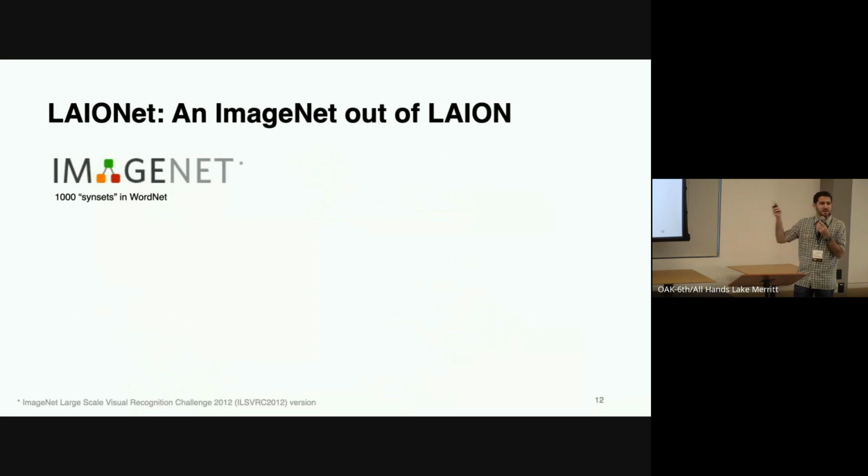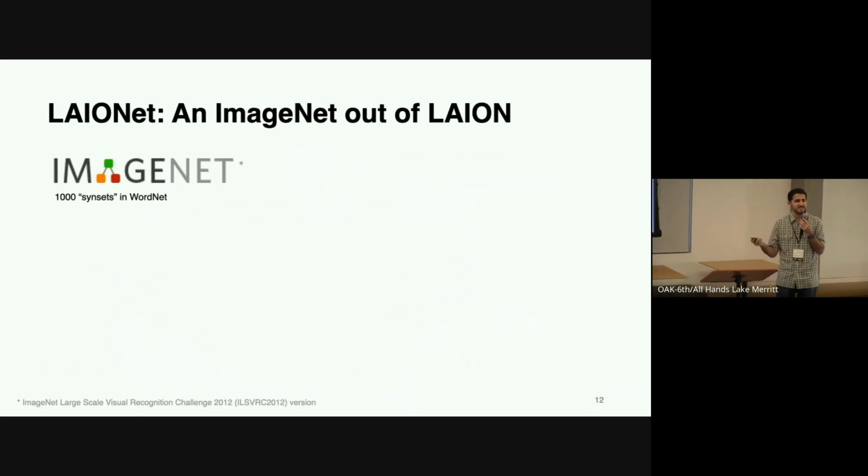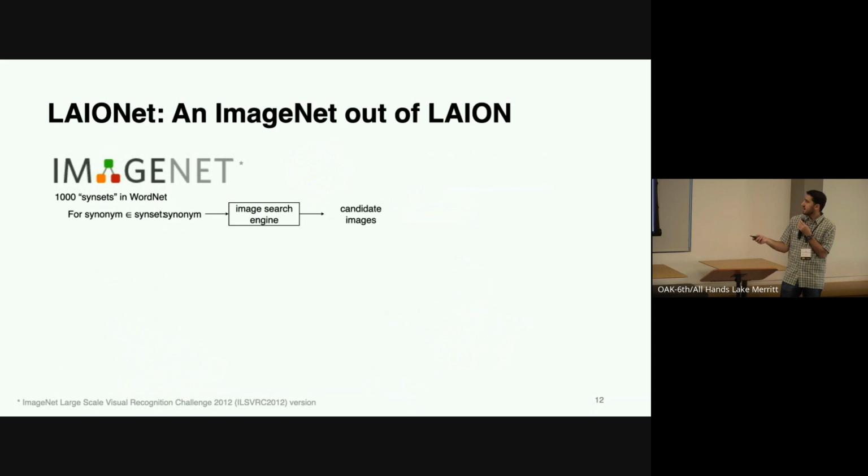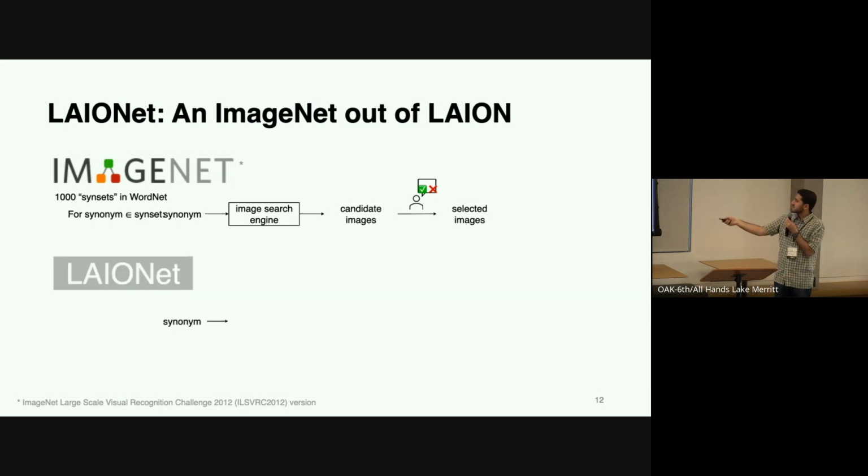So let me dive into how we created LionNet. The only reason we created LionNet is to compare it to ImageNet. It's not a training data set. So ImageNet, the famous 2012 version, has 1,000 classes, also known as synsets in WordNet, and at the high level, the way ImageNet is created is by querying some image search engine, creating some candidate images, and then human filtering.